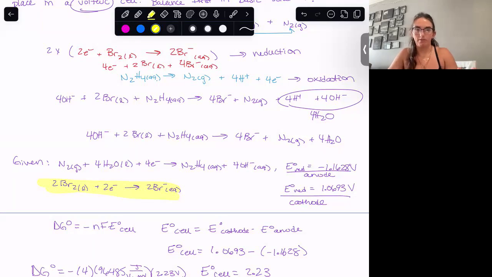Just think of it as like having 2 of those reactions going on at the same time, both producing the same number of volts. Does that make sense, Kingston? Great. Okay.